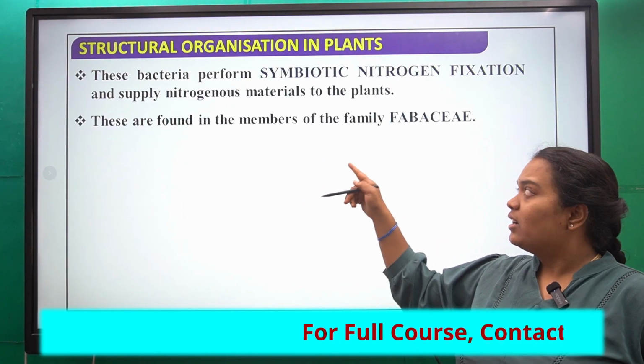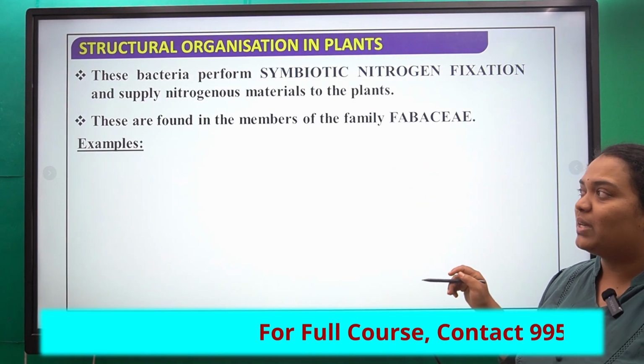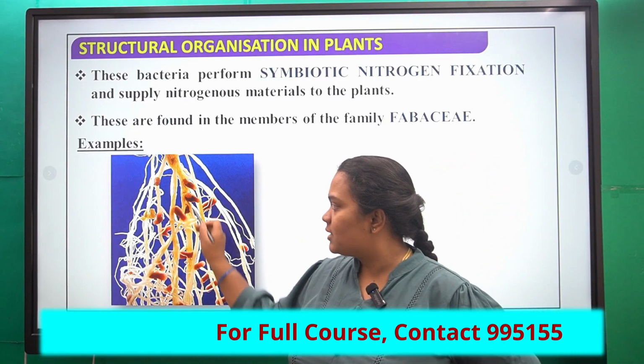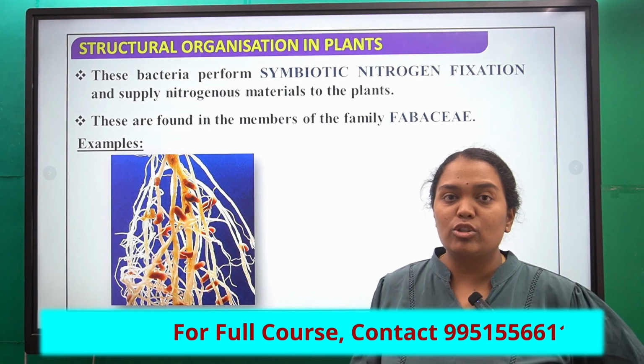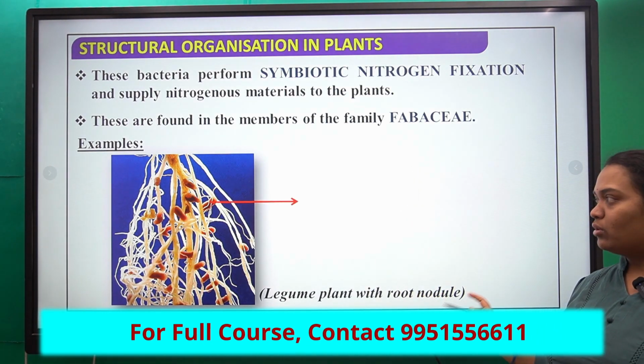These are found in the members of the family Fabaceae, under which the beans will come. So an example is, you can see the nodules here. So this is the entire root. You can see small bulged out areas in which the Rhizobium bacteria is present. Legume plants with root nodules.